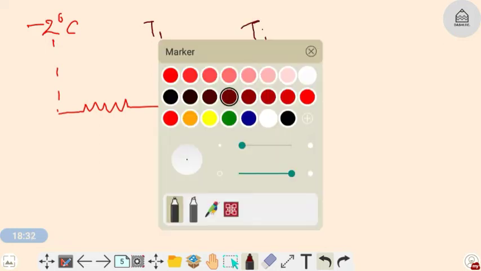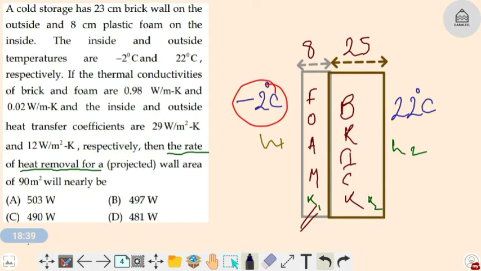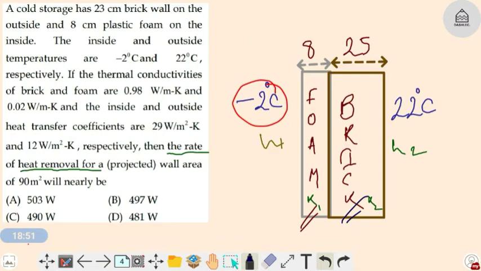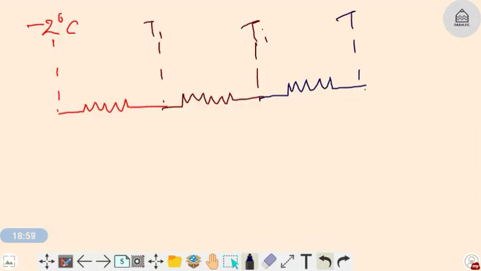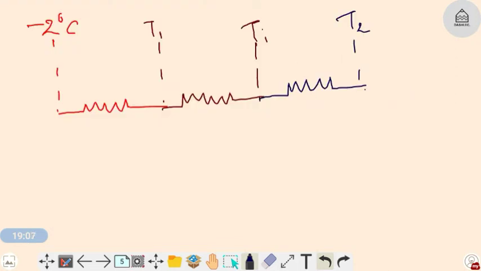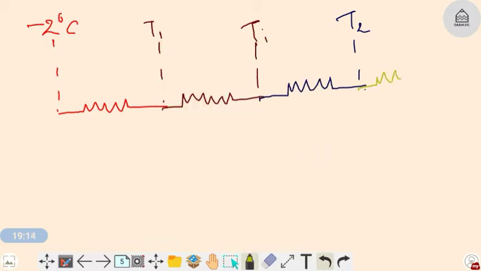Sorry, the brick wall will come. So the heat will encounter a conductive resistance from the brick wall. Now heat is here, so the temperature, let's suppose, is T2. Now heat will encounter a convective resistance, and it is finally at the outside, that is 22 degrees Celsius.